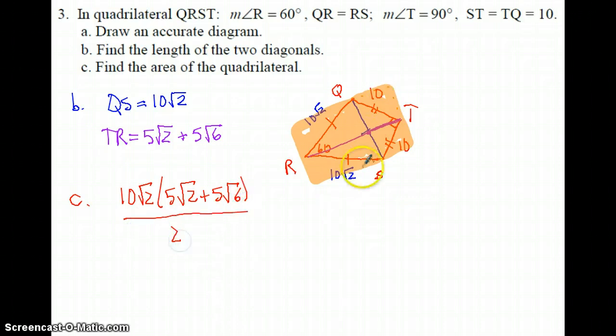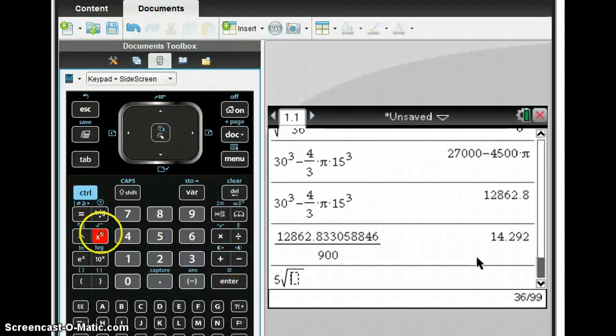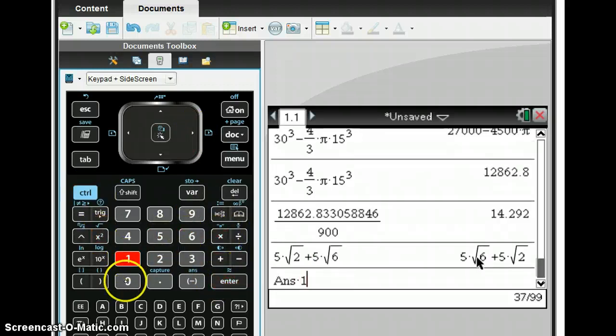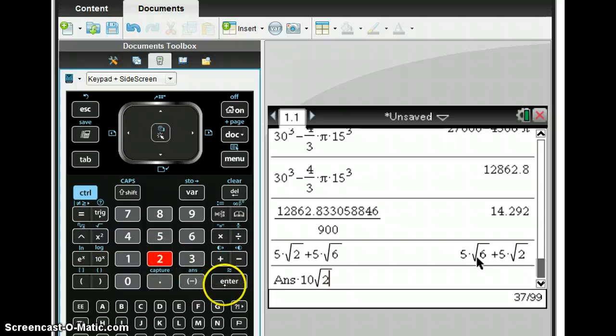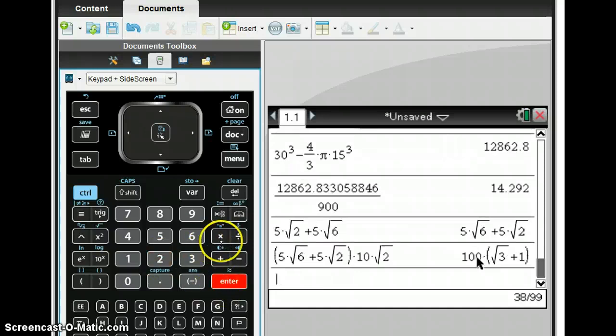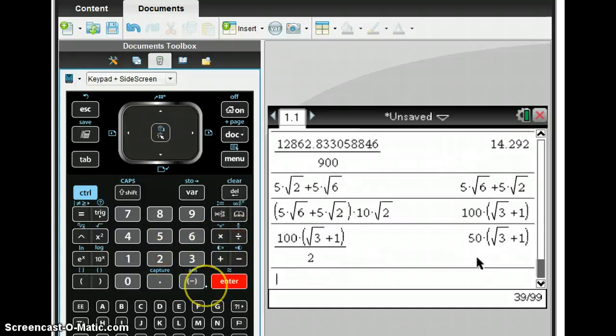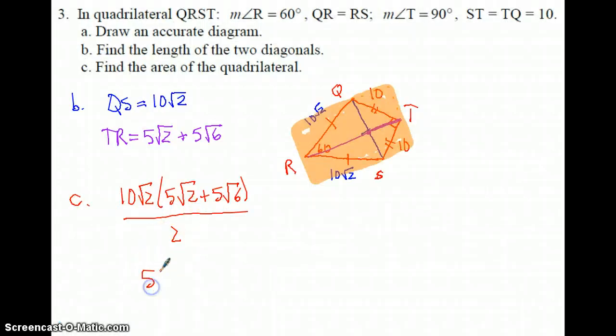Now I could have gone and done triangles. It would have been the same thing. It's fine. Okay, 10 square root 2 times 5 square root 2 plus 5 square root 6. Cool. Divide by 2. I get that. I get 50 square root 3 plus 50. Okay, 50 square root 3.